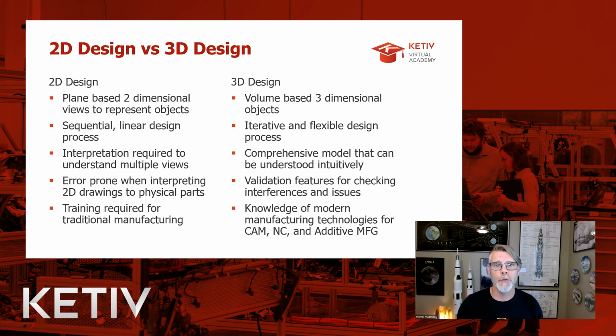Imagine whatever it is that you do in manufacturing, and you have to make a change to the design. Typically, you have to go to many different sheets, many different views, update those sheets and views, and make sure that you don't miss something. So there's a lot of potential for mistakes to be made when working with 2D design as well. And there's typically some training that's required for traditional manufacturing. What this really means is, if you want to understand traditional manufacturing, it's very easy to pick up 2D design for those manufacturing practices.